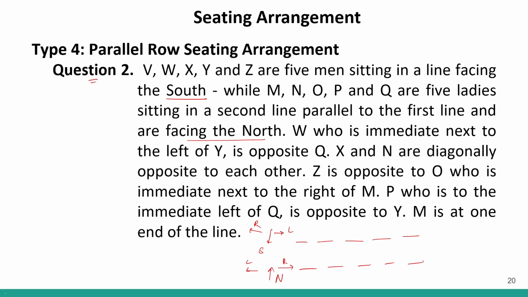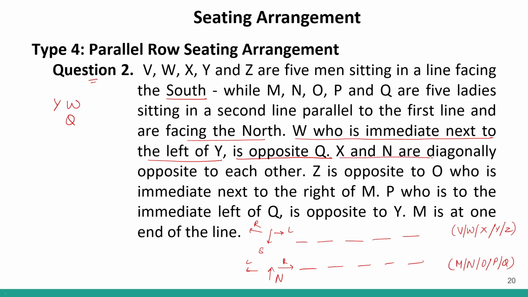What are the name of the boys? We have V, W, X, Y, Z and the girls are M, N, O, P, Q. Correct? Now, W who is immediate next to the left of Y is opposite to Q. So, this much information is given to us. W is immediate to the left of Y is opposite to Q.